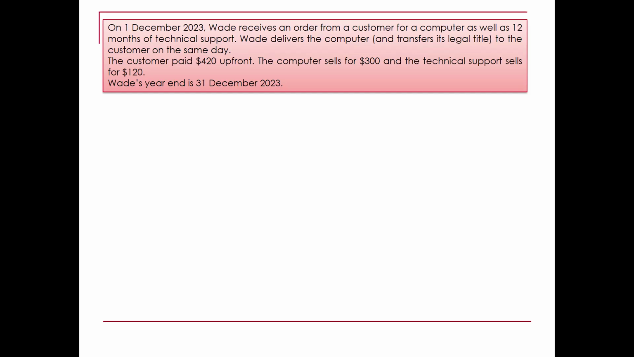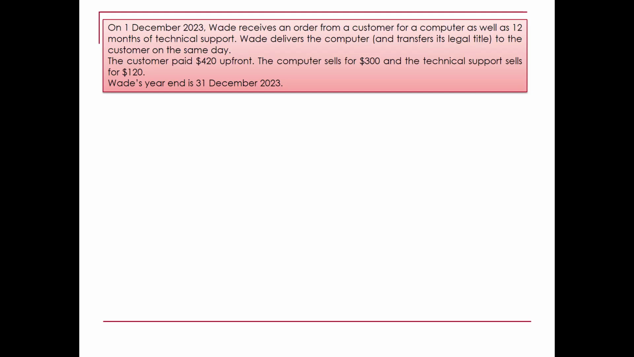The customer paid $420 upfront. The computer sells for $300 and the technical support sells for $120. Word's year end is 31 December 2023. Okay, so we are saying we entered into a contract of sale on 1 December.